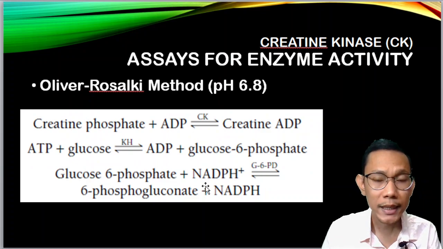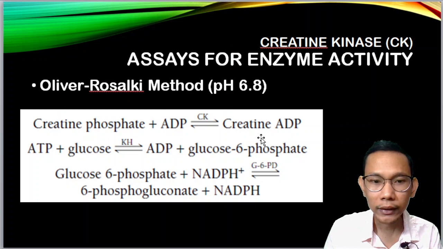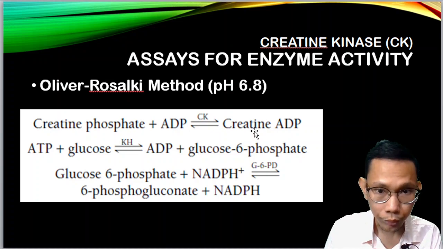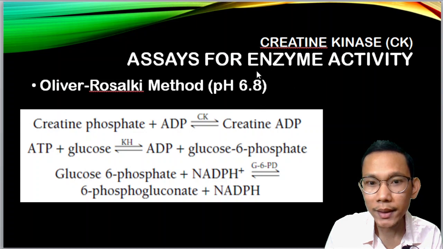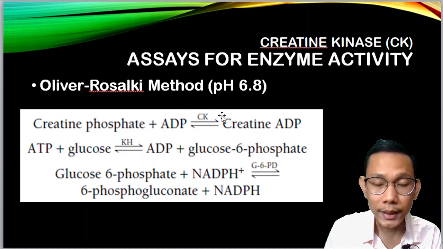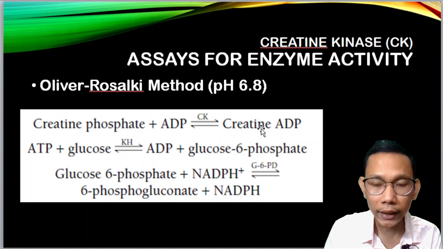How about the Oliver-Rosalki method? I said it is basic, but sorry, this is acidic rather than basic, using a pH of 6.8. So you have creatine phosphate plus ADP, by the action of CK, with transfer of the phosphate group from creatine phosphate to ADP. What results is creatine plus ATP, not ADP. That was wrong, guys, it is creatine plus ATP.